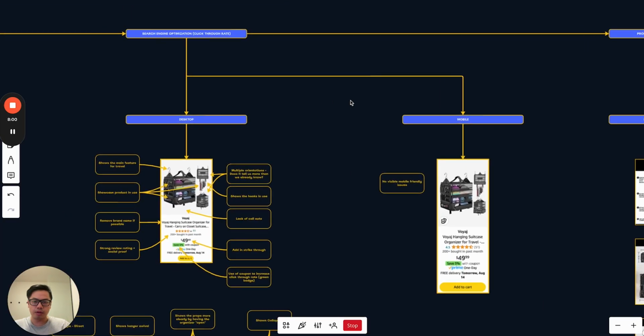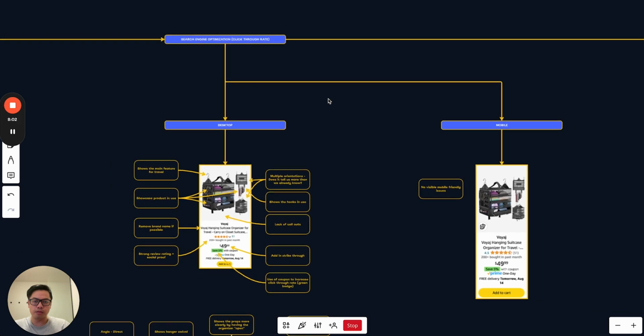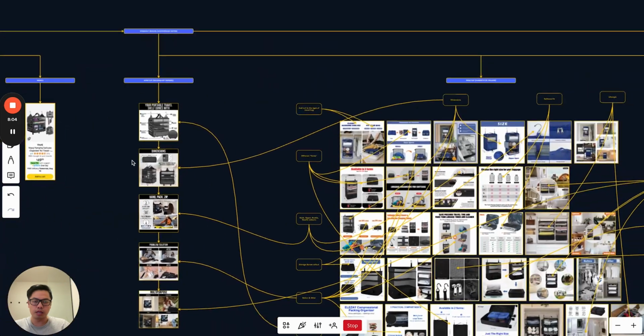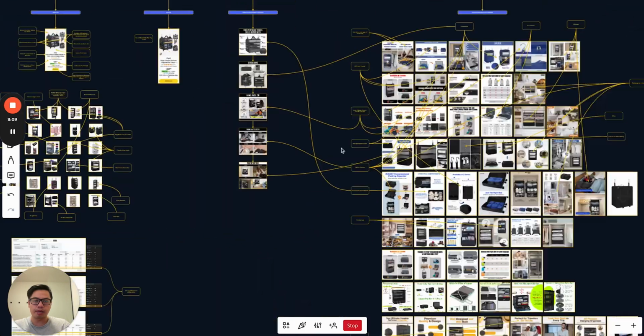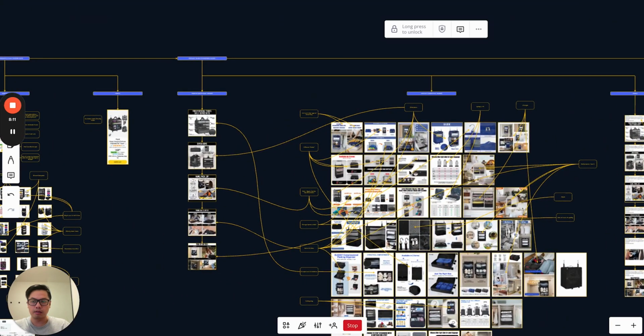In the next video, we're going to go through the main images and secondary images and see what themes we can find and how to kind of optimize this section a bit better. Stay tuned.